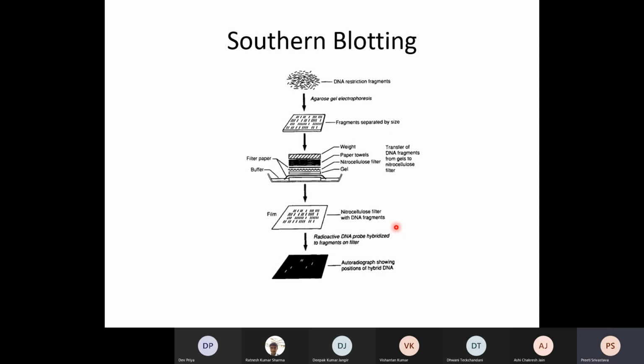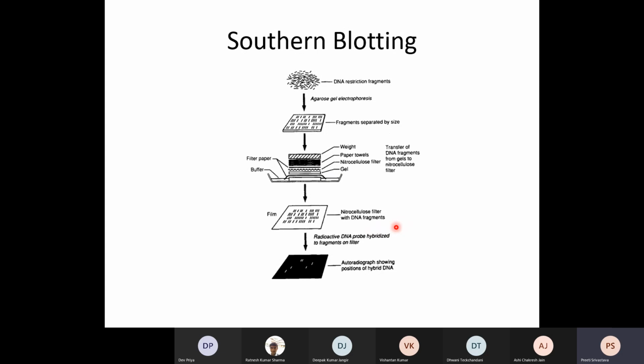This DNA can be detected by two methods. Number one, using a radioactive probe, or number two, using fluorescently labeled probes. But the DNA which is transferred onto the membrane is not fixed. So when you put the probe solution, the DNA is not bound to the membrane. It can just be removed.